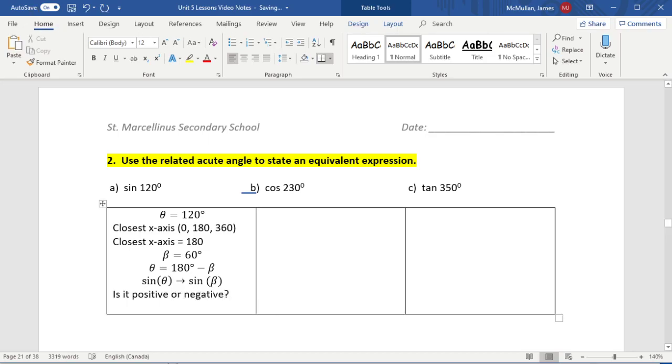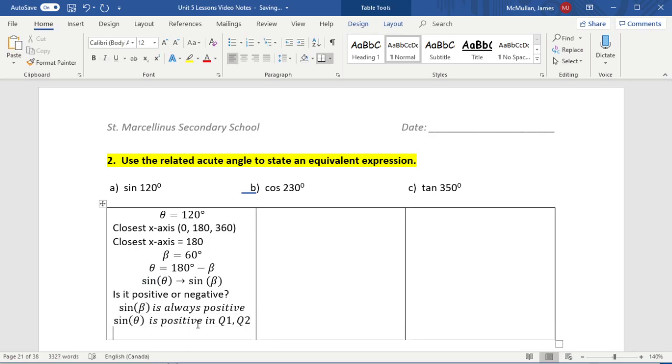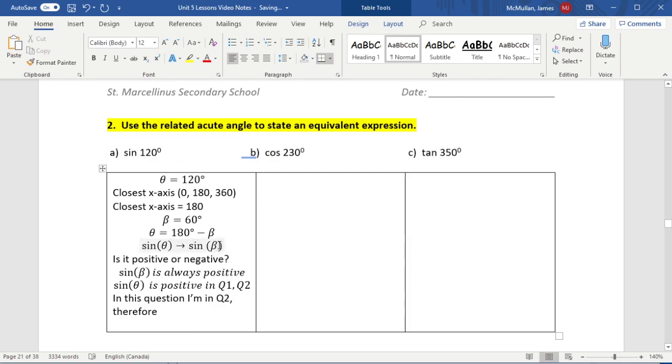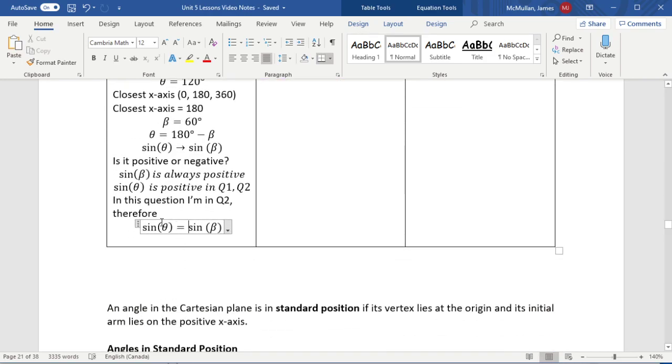So think of it this way. Sine beta, because beta is an acute angle, is always positive. Sine theta, on the other hand, is positive in Q1 or Q2. So where am I in this question? I'm in Q2. Therefore, sine theta and sine beta are the same. Now listen, every single answer is either going to be this, or it's going to be the same thing with a negative in front. It cannot be anything else.